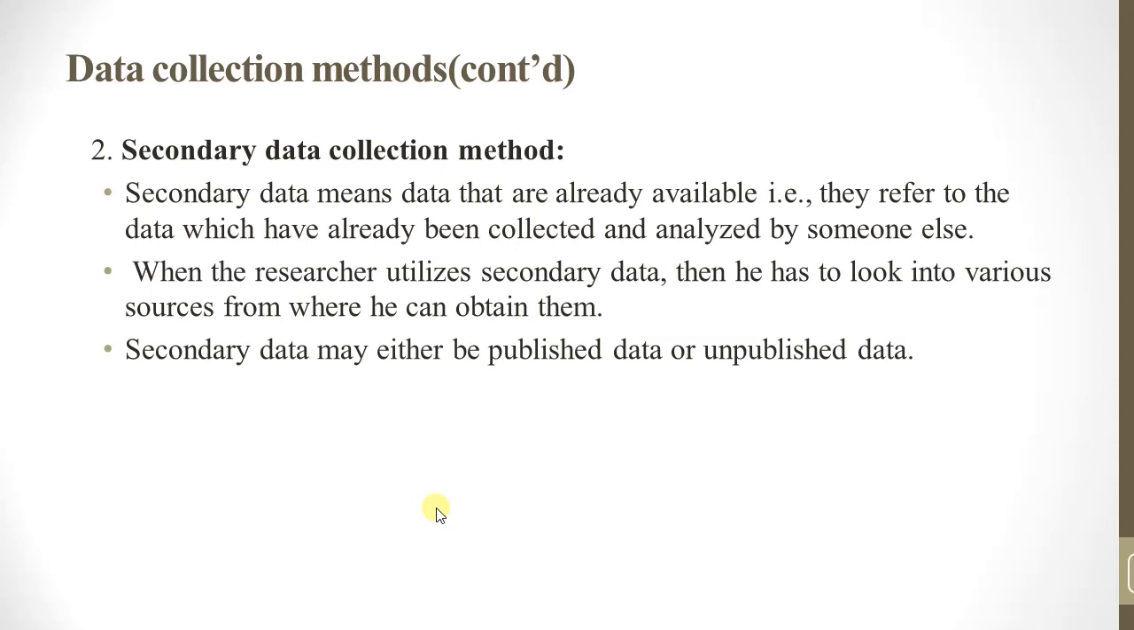Secondary data collection method. Secondary data means data that are already available. That means they refer to the data which have already been collected and analyzed by someone else. When researchers utilize secondary data, they have to look into various sources from where they can obtain them. Secondary data may either be published data or unpublished data.